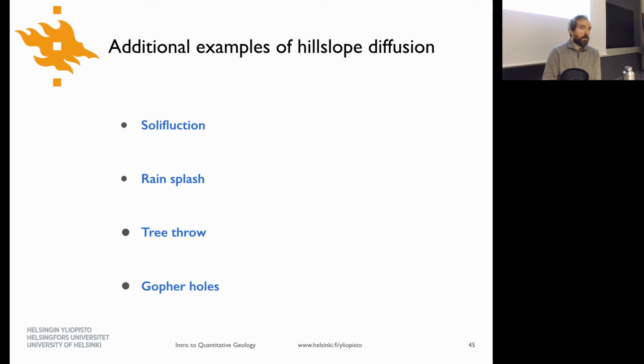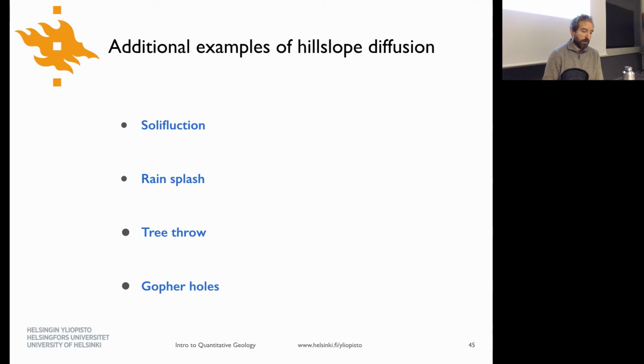There's also rain splash, which I mentioned, and there's even things like tree throw, where when trees tip over, they tend to throw more material downslope than upslope, and even gopher holes, if you can believe it. When creatures bioturbate soil and get in there and dig around, they basically tend to kick more soil downslope than upslope if they're building their house on a sloped landscape, and that actually can make a difference, and that can be measured, and people have done this.